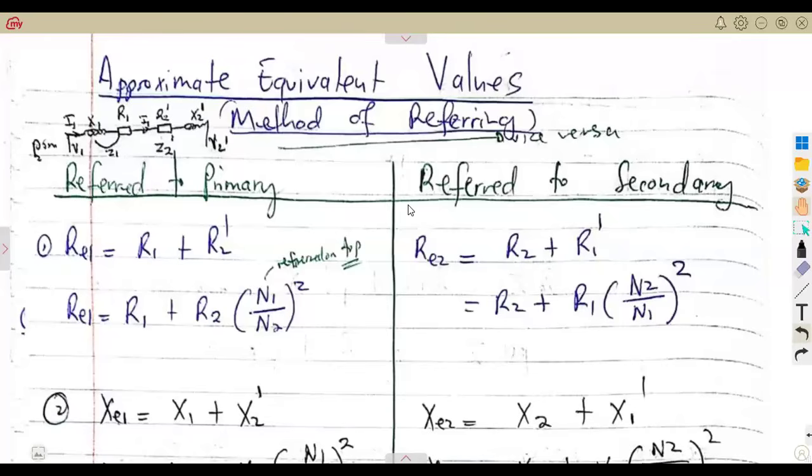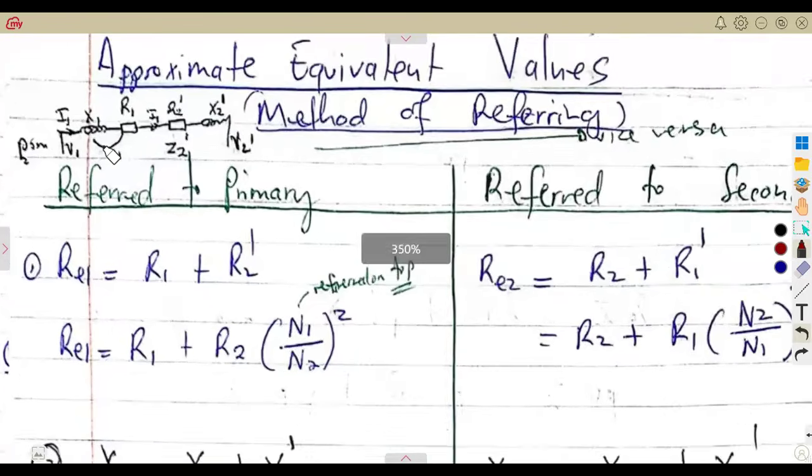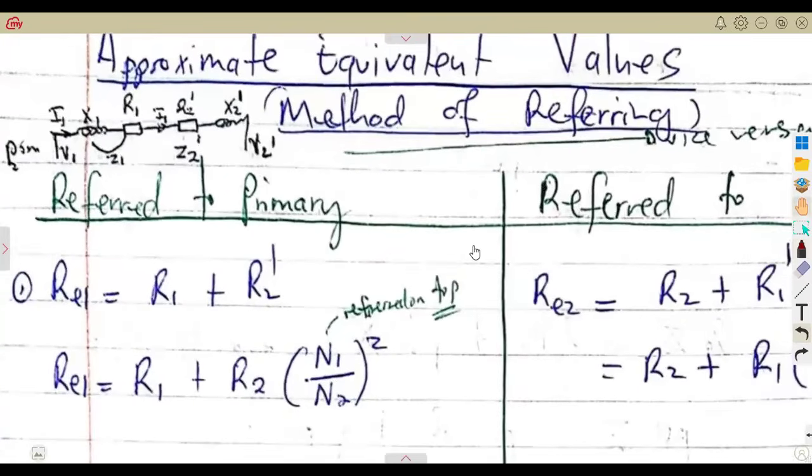We are going to consider this part of our equivalent, which is actually the approximate equivalent values. That is another part which is very, very important in our syllabus as we are dealing with our transformers. We are going to see that, depending on the circuit that you are given, I'm just going to have a smaller presentation having the primary side and the secondary side.